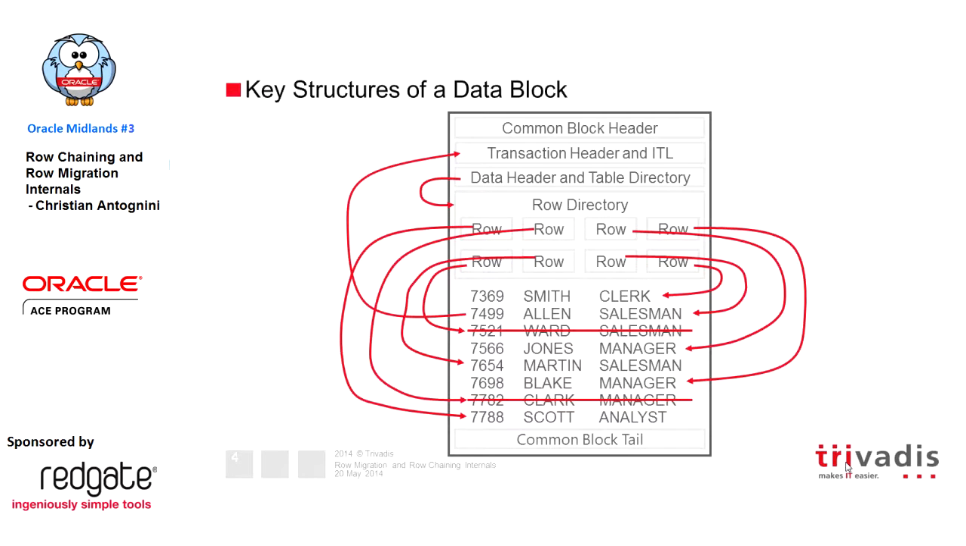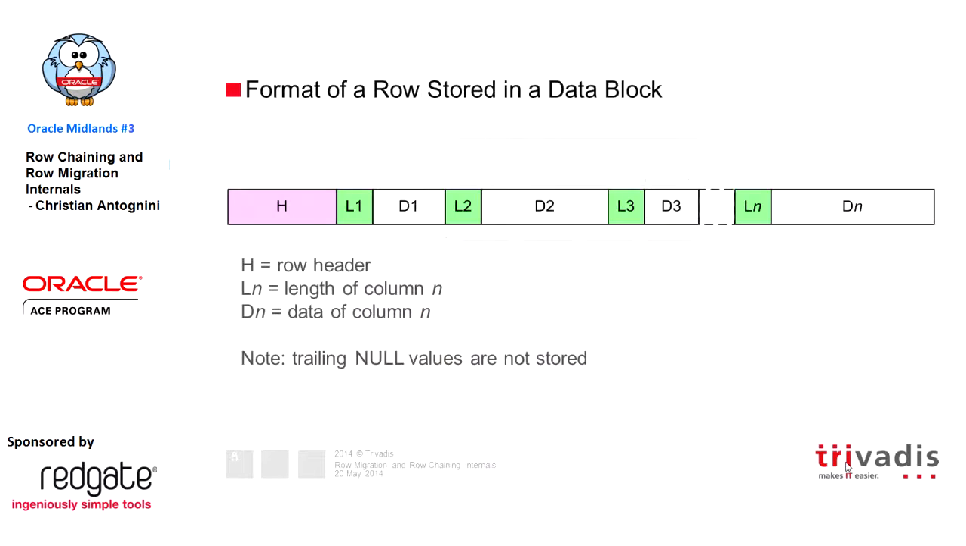Now, if we look at one row, it is composed of a header at the beginning, a few bytes to describe, for example, how many columns the row has, if the row is locked, if the row is deleted, stuff like that. And then for every column, you have two pieces of information. One is how much data is stored in the column, so it's the L, the length of the column, and the data itself.